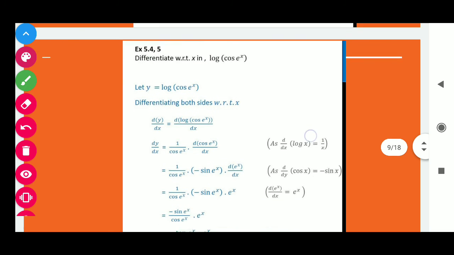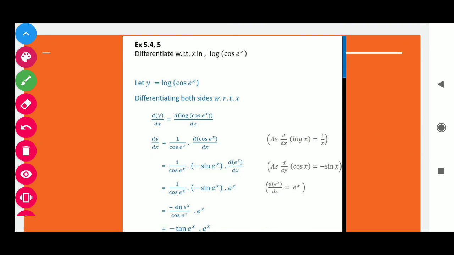Here is the fifth question. Fifth question is differentiate with respect to x log cos e^x. Here you can see that the question involves a log as it is. What is log? Log stands for logarithmic and that is the opposite to exponential. But students, logarithmic is really very much in use in maths, it has a really very important role.